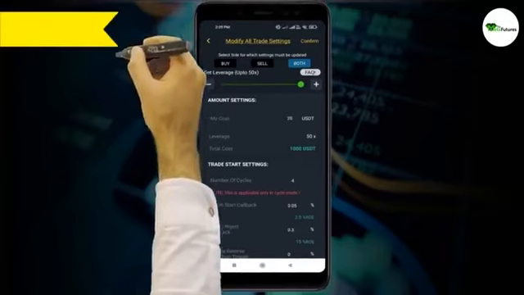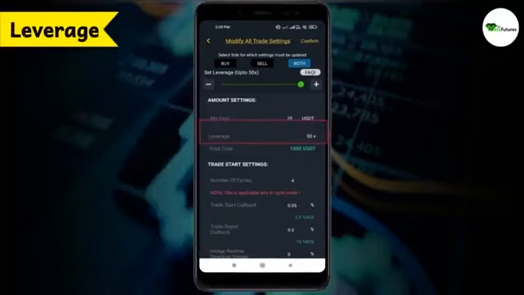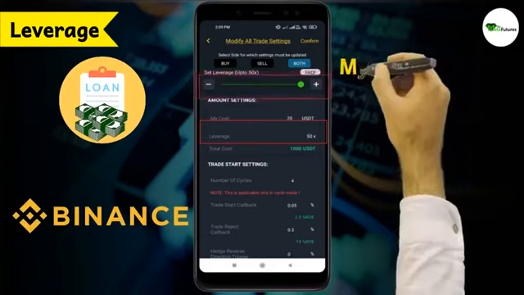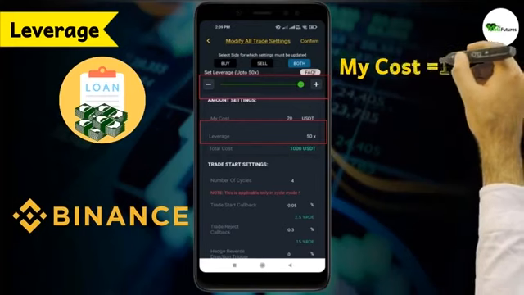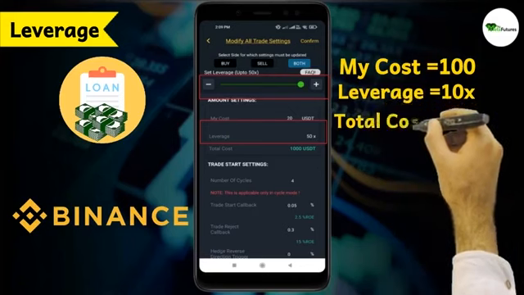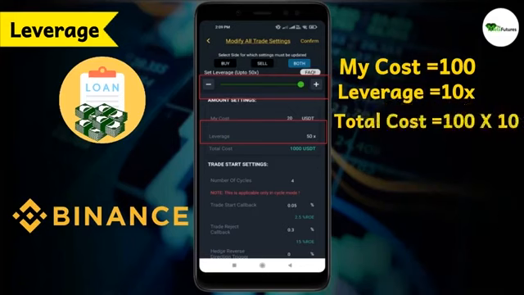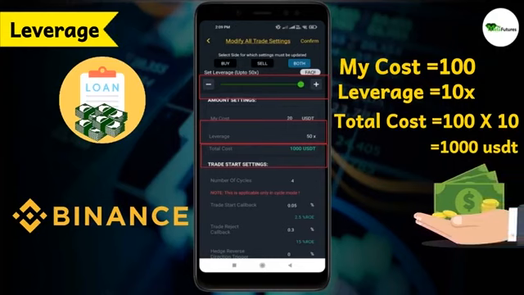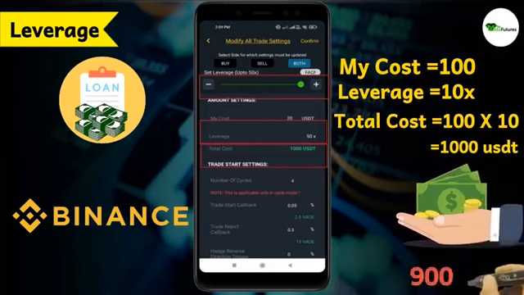The second is leverage. Friends, leverage is a loan that we take from Binance Exchange while placing a trade. This is a leverage meter, and with its help you can set leverage. Suppose you have set 100 USDT in My Cost and 10 times in leverage. 100 times 10, 1000 USDT will display in total cost. That means whenever you place a trade, a trade of 1000 USDT will be placed. 1000 minus 100, a total of 900 USDT loan, Binance Exchange has given us.